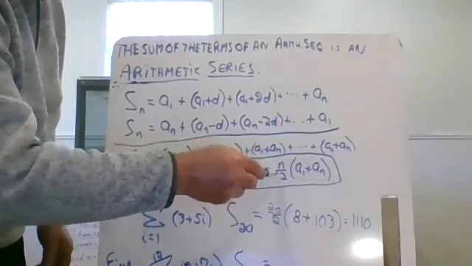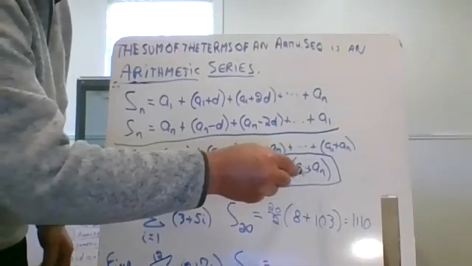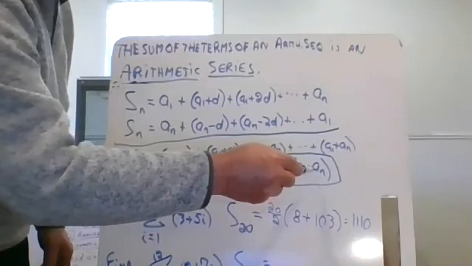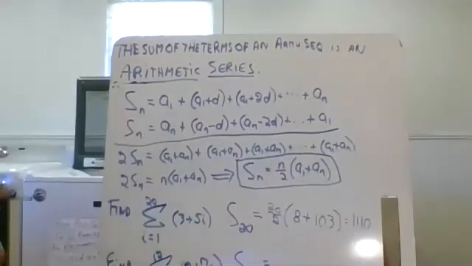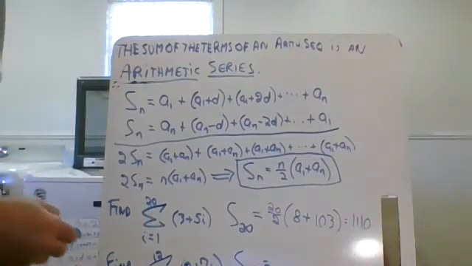It's n over 2 times the first term plus the last term. So you need to know your a sub 1 and your a sub n and your n to use the formula. All right? Let's do one more.